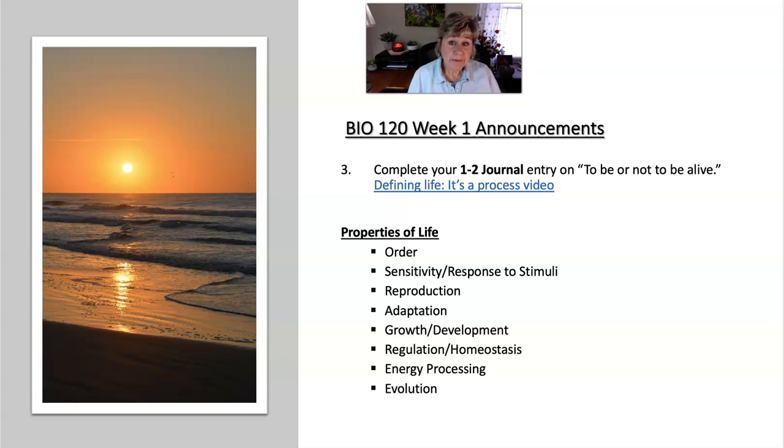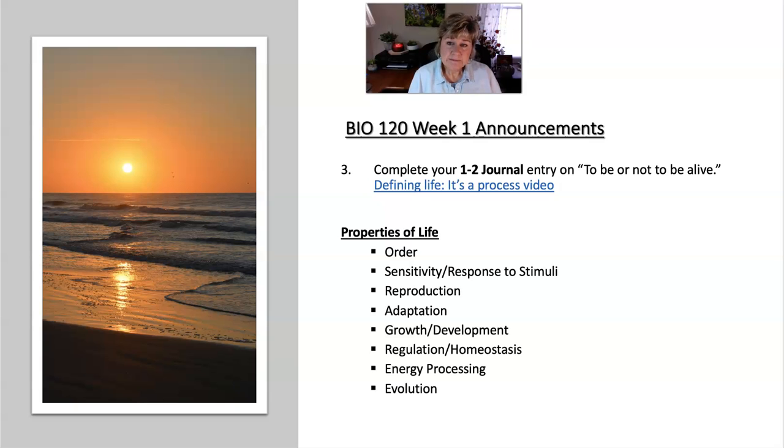Order is one of the properties of life, and so there is order to all life. So life is organized into cells, and then cells are organized into tissues, and then organs and organ systems, etc., into organisms. Now, if you're a single-celled organism, like a bacterium, your one cell is the organism, but there's still order to it. There are parts to it. Everything is just not chaos. Okay, so order.